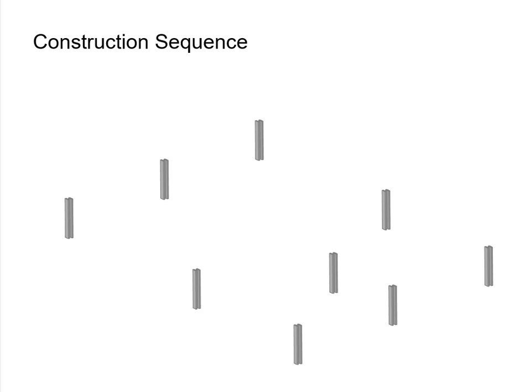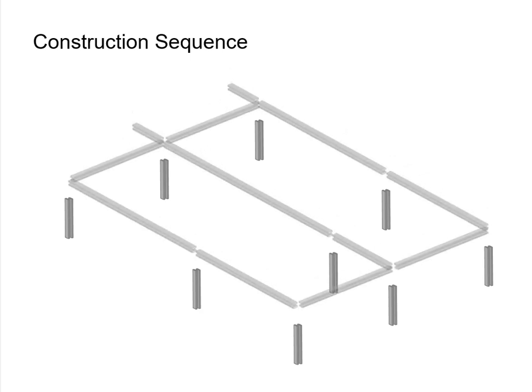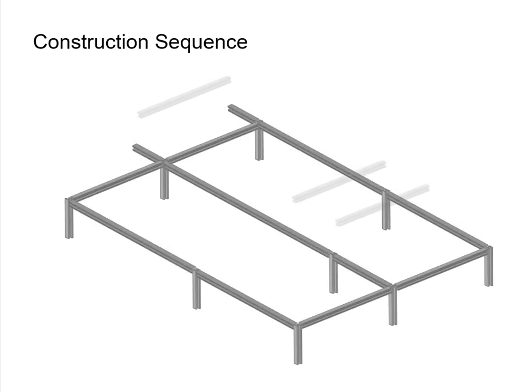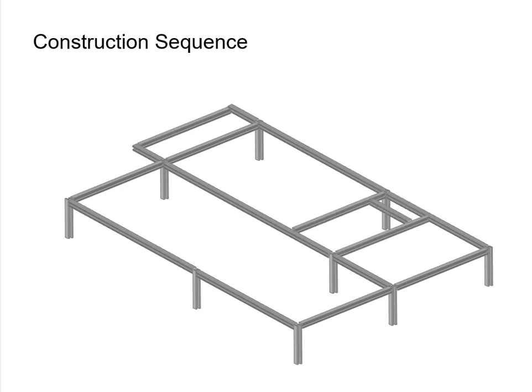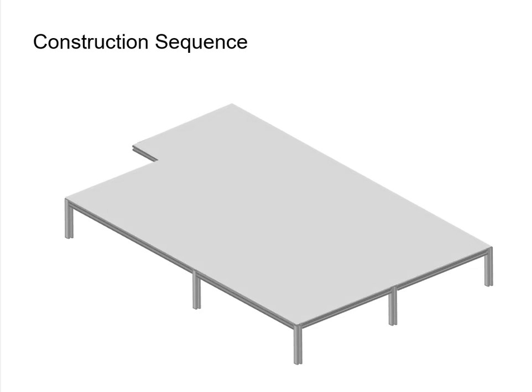The columns go in first, then the members that attach to the columns. Then we add members that attach to those, and we add members that attach to those new members. And this process can keep going until we are ready to add the diaphragm itself. Load travels in the reverse sequence. It starts on the members and ends up in the columns.